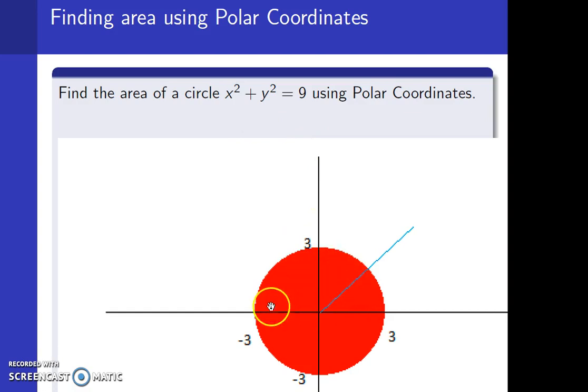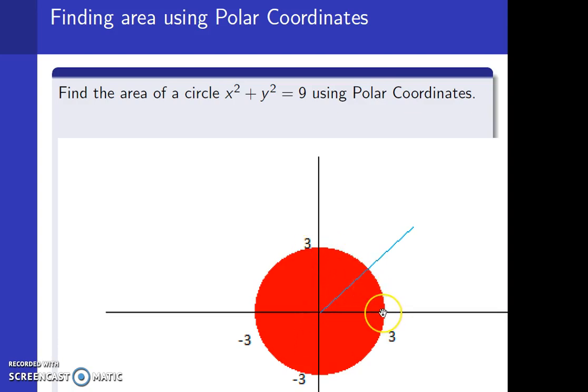So, if you consider the whole circle, the red circle that we see here, we see that from this point, I can shoot r from 0 right up to the circumference of the circle. And what is r along the circumference of the circle? R is simply equal to 3 along the circumference of the circle. So you have r going from 0 to 3.